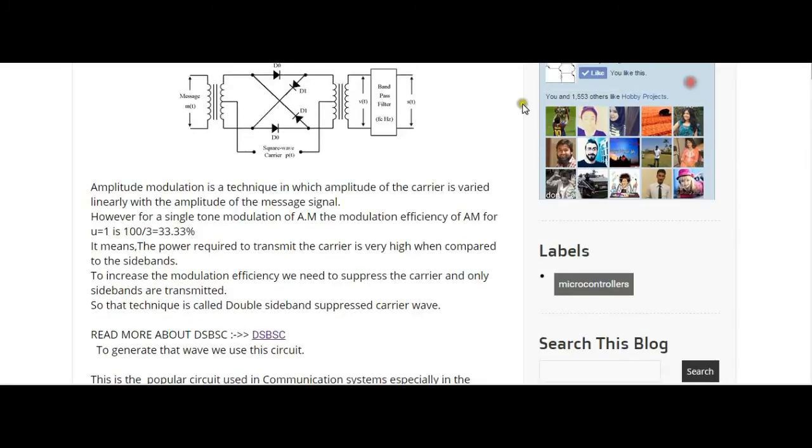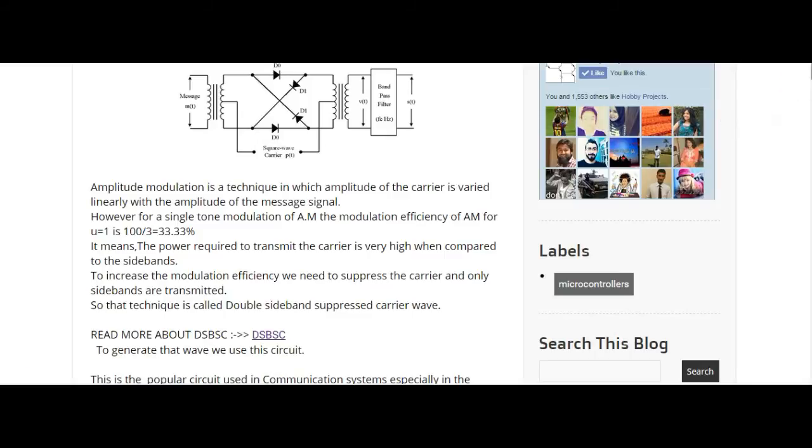As you can see, this is the ring modulator circuit. So one question everybody will be having, usually they don't cover it in the classroom. You can ask how the carrier is suppressed.